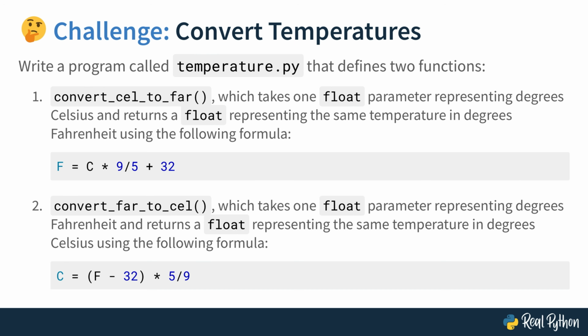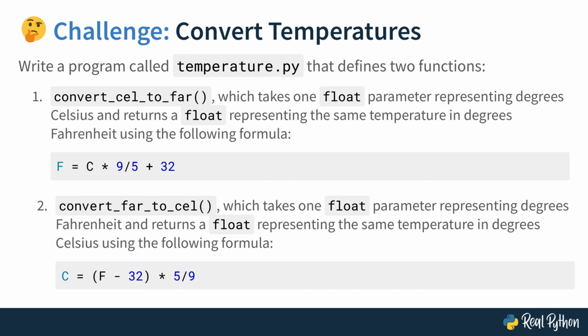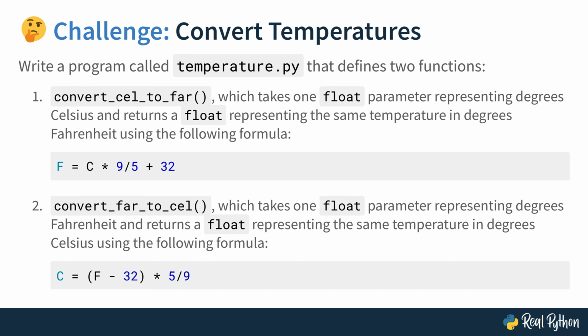Uppercase F equals uppercase C multiplied by 9 divided by 5 plus 32. You will find this formula also in the text below this video. The second part of this challenge is to create a function convert var to cell, which takes one float parameter representing degrees Fahrenheit and returns a float representing the same temperature in degrees Celsius, using the following formula: uppercase C equals parentheses uppercase F minus 32 closing parentheses multiplied by 5 divided by 9.